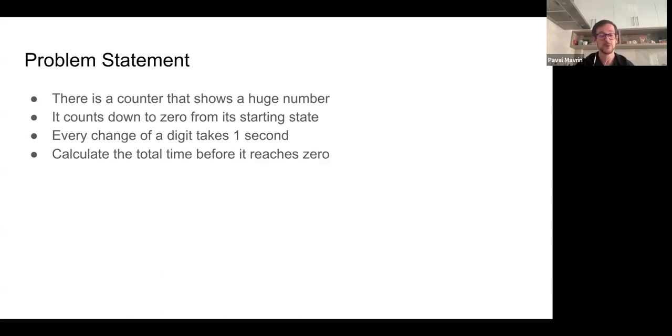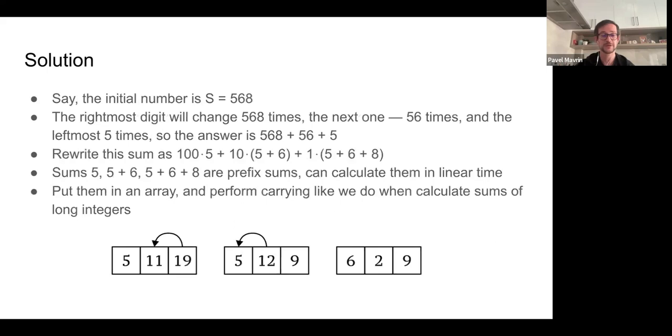There are multiple ways to do it, actually. Let's do it like this. Let's look at the initial state of the counter. There is some number displayed on the counter initially. For example, let's say it's 568, like here. Let's calculate how many times each digit will change before the counter reaches 0. The last digit, the rightmost digit, will change every step. So the total number of changes of the last digit will be 568.